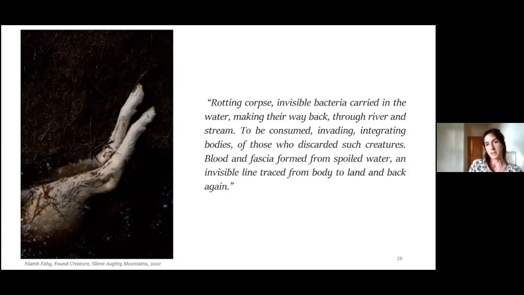So, rotting corpse, invisible bacteria carried in the water, making their way back through river and stream to be consumed, invading, integrating bodies of those who discarded such creatures. Blood and fascia formed from spoiled water, an invisible line traced from body to land and back again. So these speculative observations exaggerate a cyclical narrative, but also function within a reflective process that magnifies and connects components of a wider narrative, the purpose of which imagines and creates intimate connections between slow violence and our bodies.